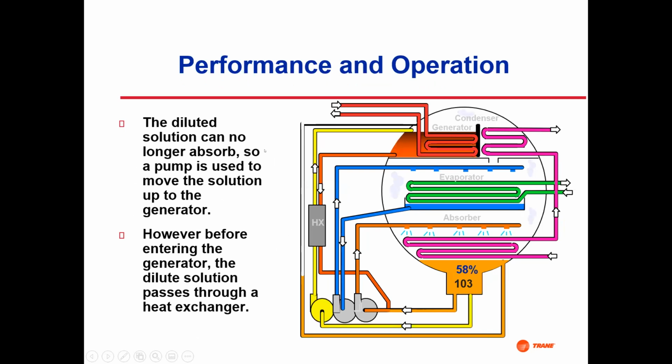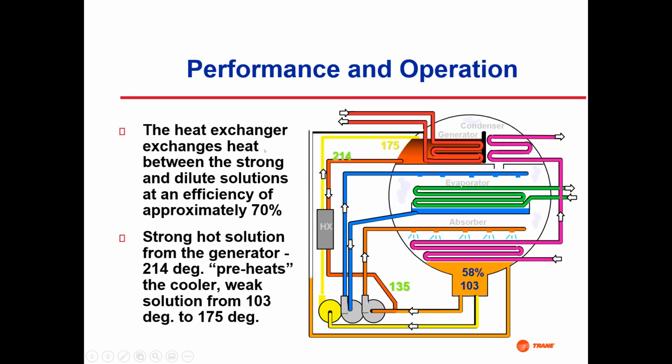The diluted solution can no longer absorb, so a pump is used to move it to the generator. It's kind of a little redundant. However, before entering the generator, it must pass through a heat exchanger. Heat exchanger exchanges heat between the strong solution and dilute solutions at an efficiency of approximately 70%. So 70% of the available heat gets transferred from the hot strong solution to the weak solution going back up.